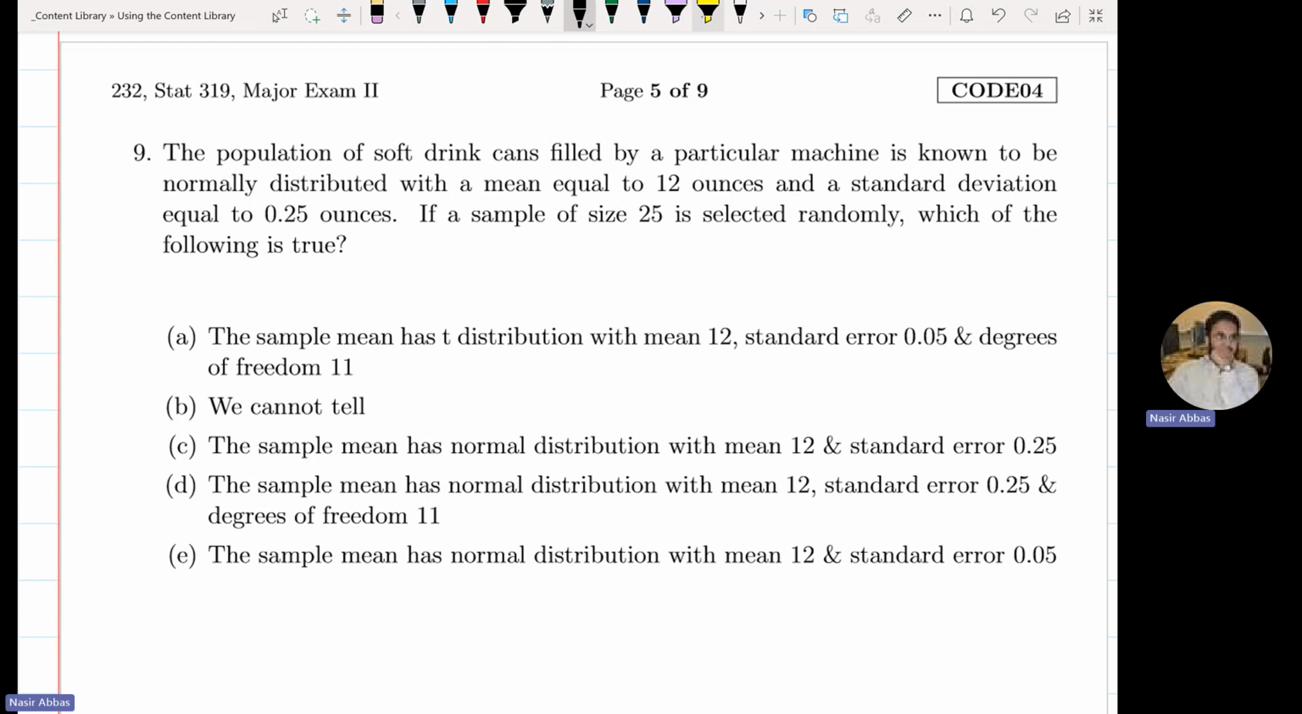The population of soft drink cans filled by this machine is normally distributed. The mean of this distribution, can anyone tell me if this is a sample mean or population mean? How do you know that? It's the statement talking about the distribution, and the distribution is population. And the standard deviation is... if a sample of 25 is selected, which one of the following is true? I will tell you why each statement is not true and why one of them is true.